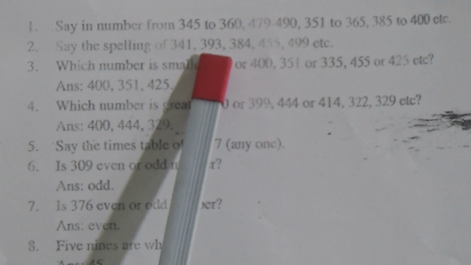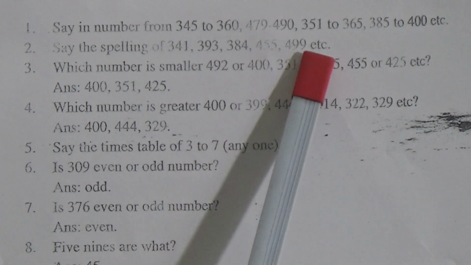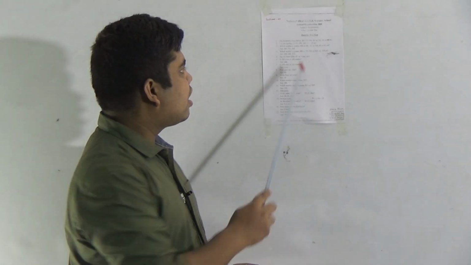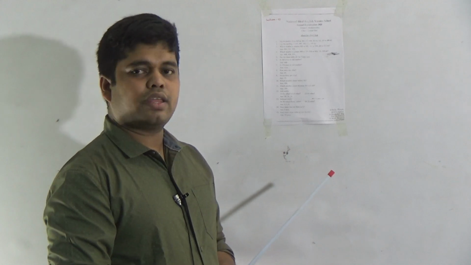Okay. Question number 2. Say the spelling of 341, 393, 384, 455, 499. My dear students, if I ask you to tell me the spelling of 341, you may answer me 300, T-H-R-E-E, 300, H-U-N-D-R-E-D, 300. 40, F-O-R-T-Y, 40, 1, O-N-E, one.